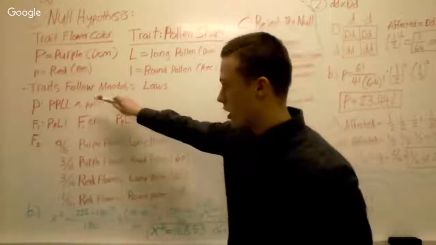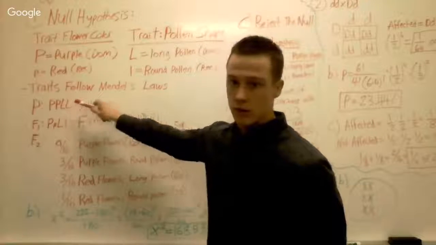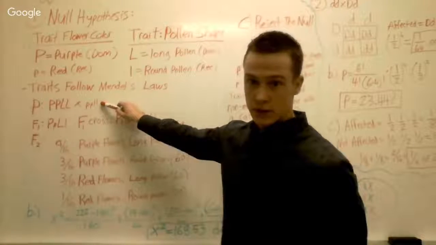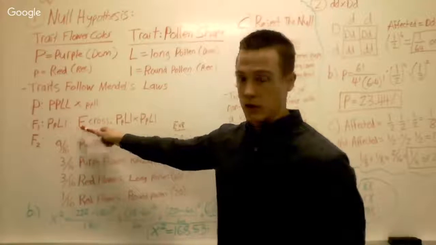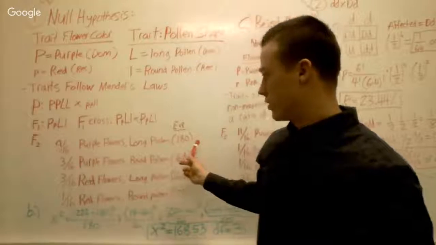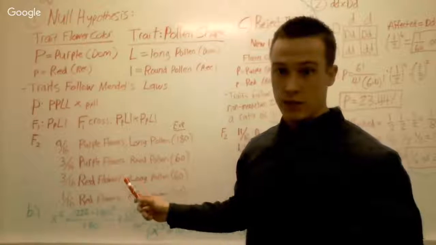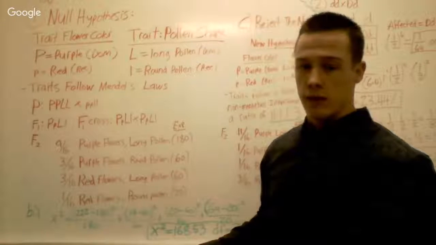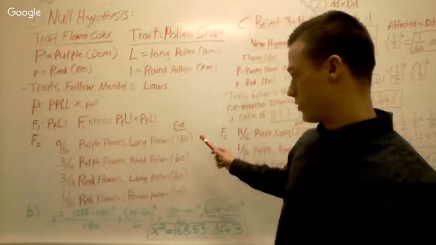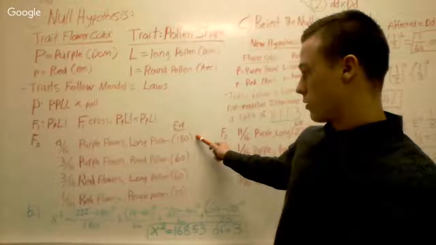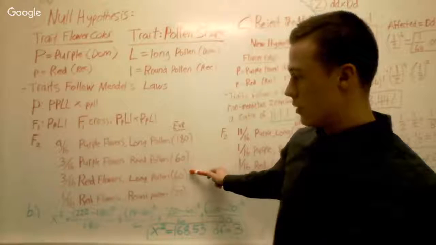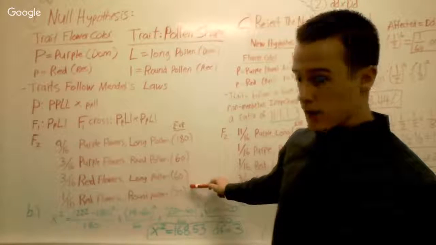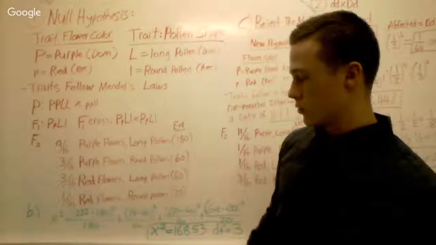So we have our parental cross, a homozygous dominant individual to a homozygous recessive, which would give a completely heterozygous F1 generation. I said that the ratios would be 9 to 3 to 3 to 1 and follow Mendel's laws here. So we have 180. For pollen, we have 60. Red flowers, long pollen, 60. Long pollen, 20.